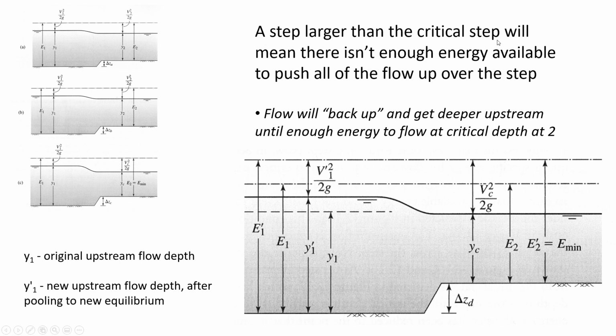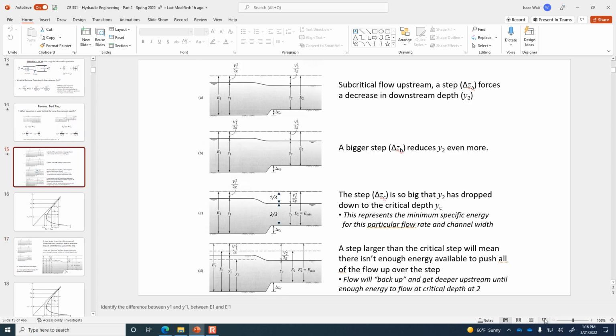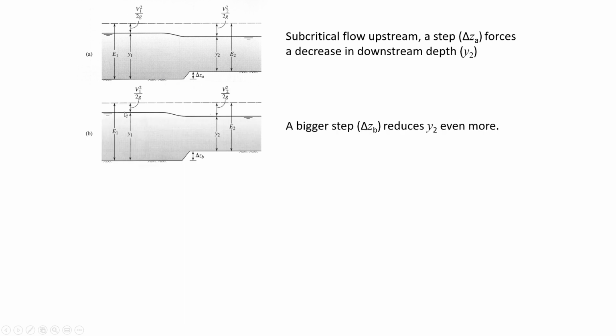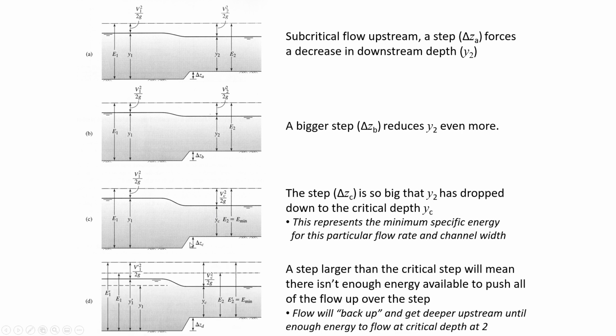So a step larger than the critical step means that there's not enough energy to push the water over the obstacle. In the initial case, there is enough specific energy to get the water over this small delta z, and enough energy to get the water over this obstruction. And in this one, there's just barely enough. Location 1 has just barely enough specific energy to get over this obstruction. The way we know it's just barely is that it's flowing at the critical depth at the obstruction, so it's flowing at its most efficient depth. If the height is any larger than that, it's going to cause this pooling.